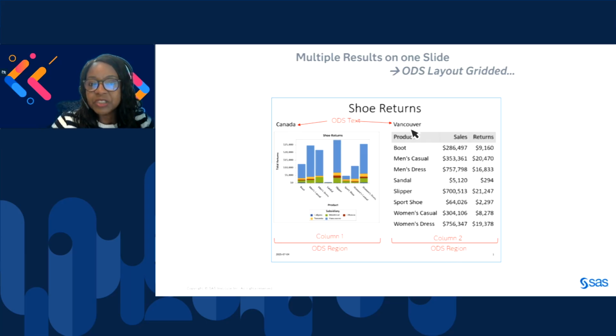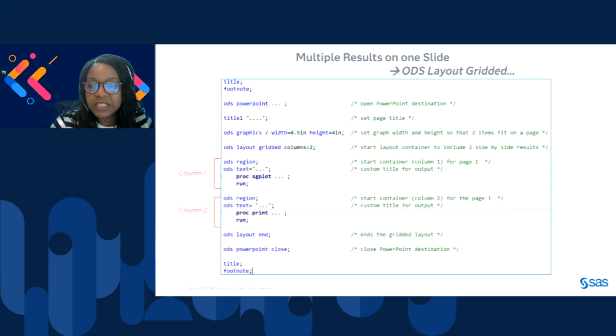SAS 9 pretty much supports two types of layouts: ODS LAYOUT ABSOLUTE and ODS LAYOUT GRIDDED. The PowerPoint destination specifically supports ODS LAYOUT GRIDDED. We'll get into a little bit on that. This gives you an idea of the code that we're going to be going through to create this multiple results slide. This is just the template of the code. I'm going to fill in the blanks during the demonstration. But essentially, you can see we still need, of course, our ODS POWERPOINT statement to open the destination.